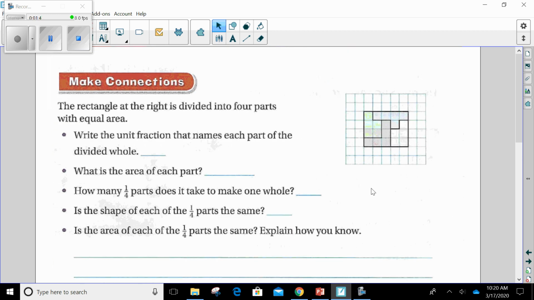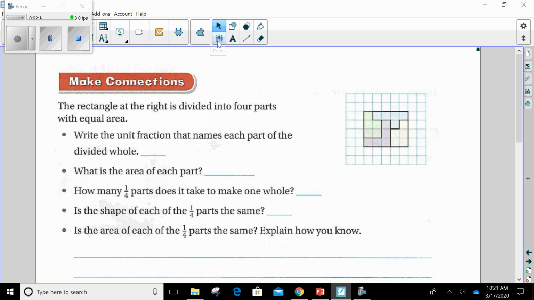We're going to make some connections right here. Okay, the rectangle at right is divided into 4 parts with equal area. Okay, here is our rectangle right here. Write the unit fraction that names each part of the divided whole. Well, you will notice how many parts this whole is divided up into.